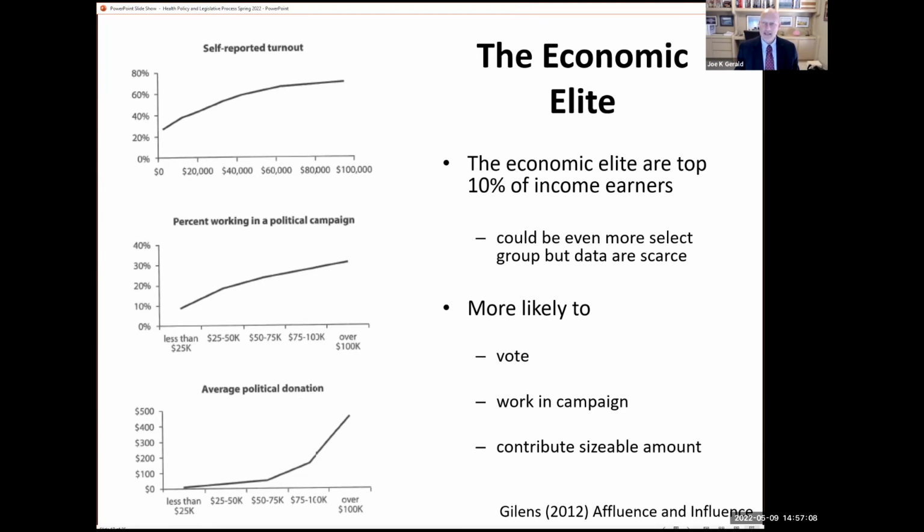Why is this the case? Well, what this author laid out in his work is basically, look, the economic elite, those who have high incomes, are much more likely to vote, right? Rich people vote, poor people don't. So elected officials need votes to win. The affluent are much more likely to volunteer and work in a political campaign. Volunteers are important to re-election. More importantly, perhaps, political donations are much larger among the affluent than they are amongst the poor.